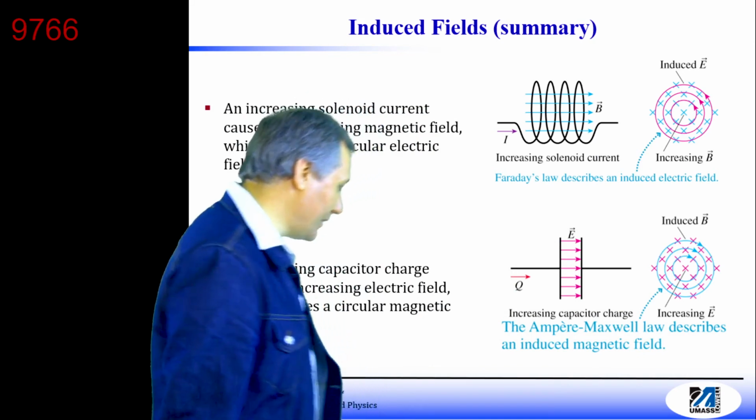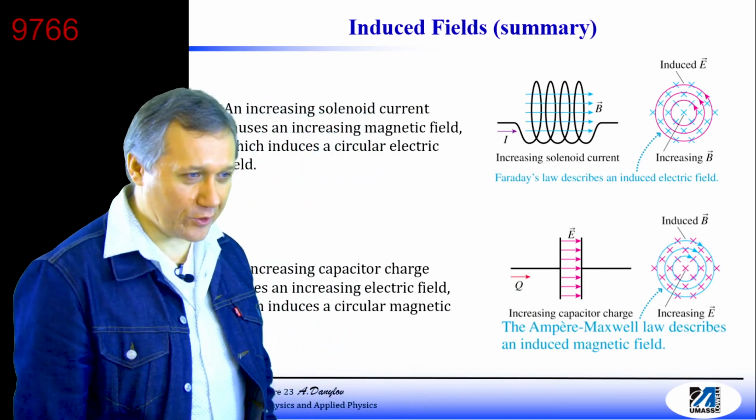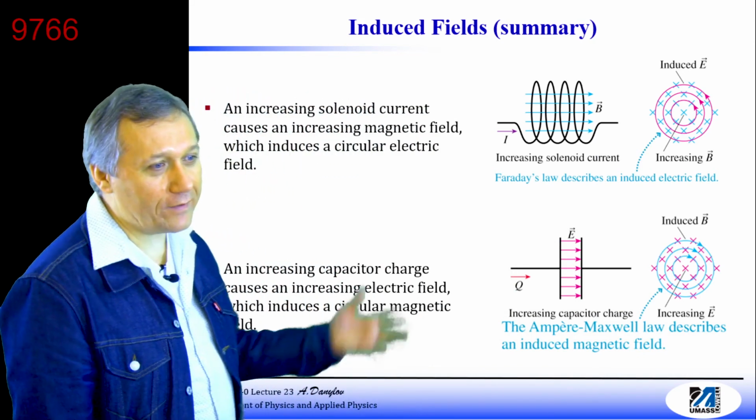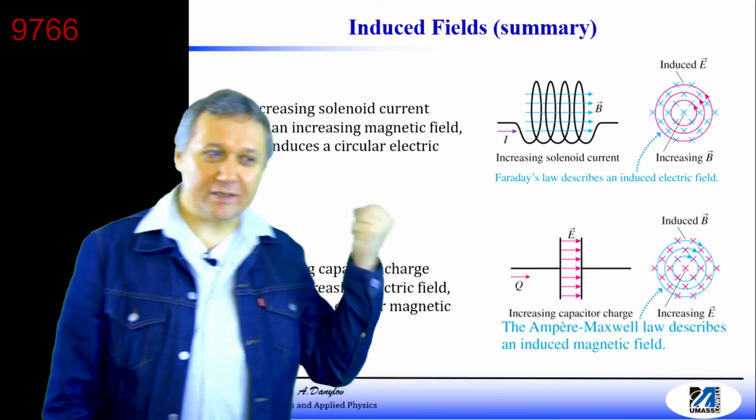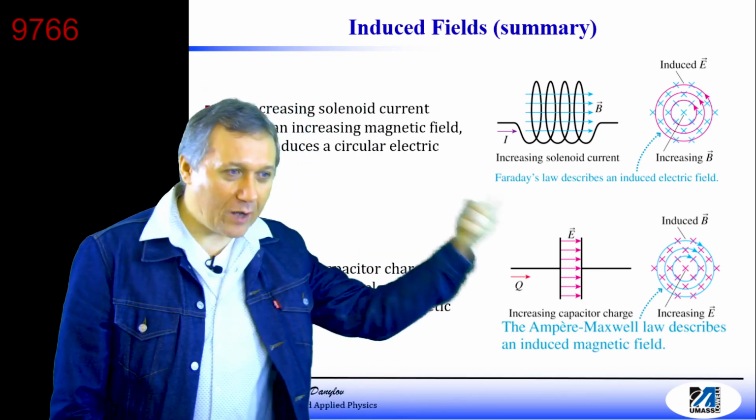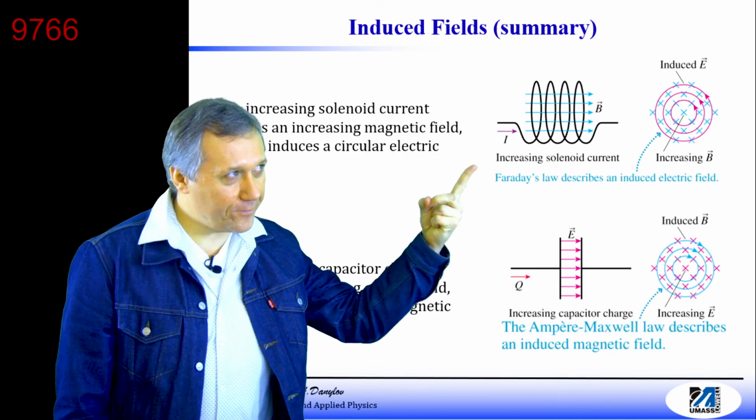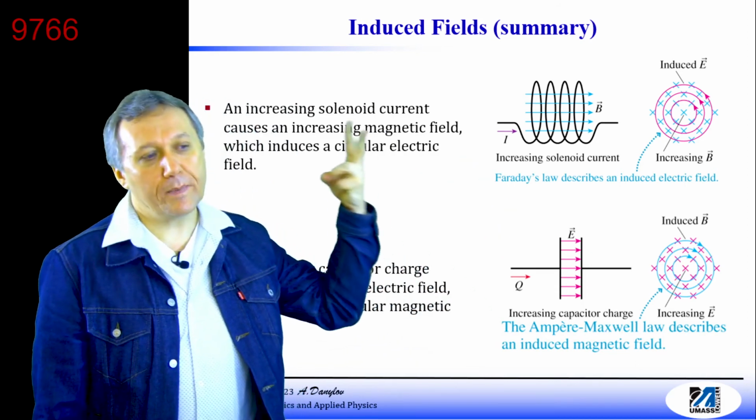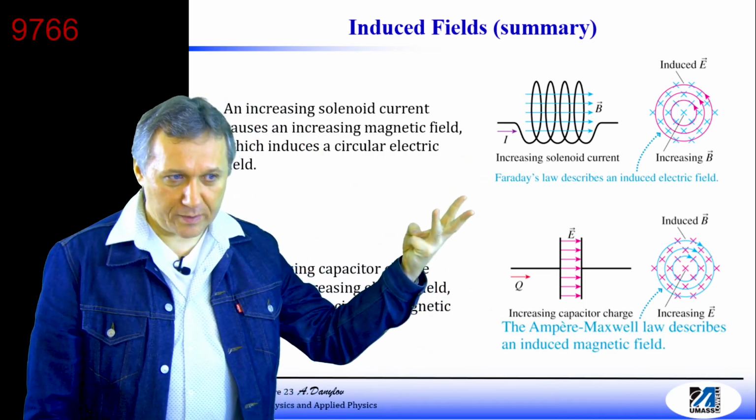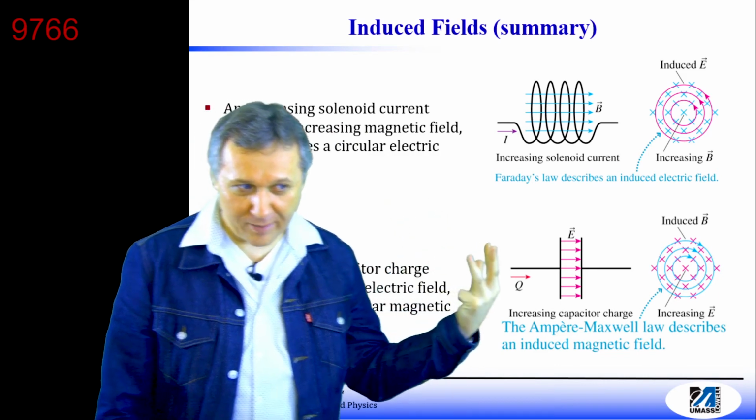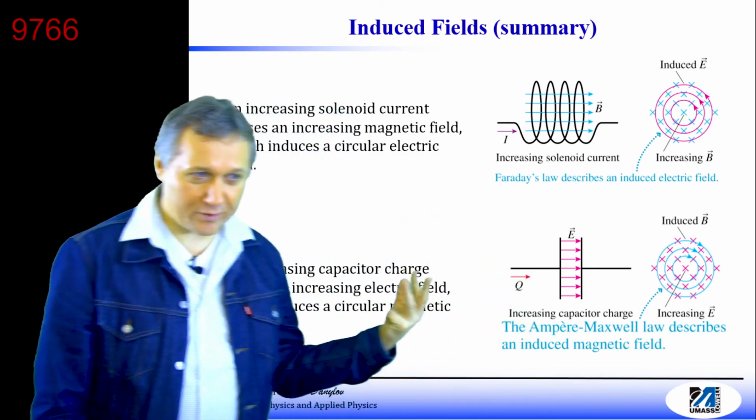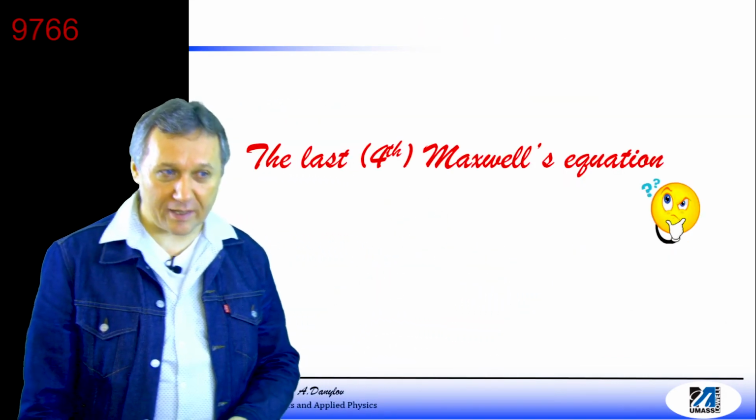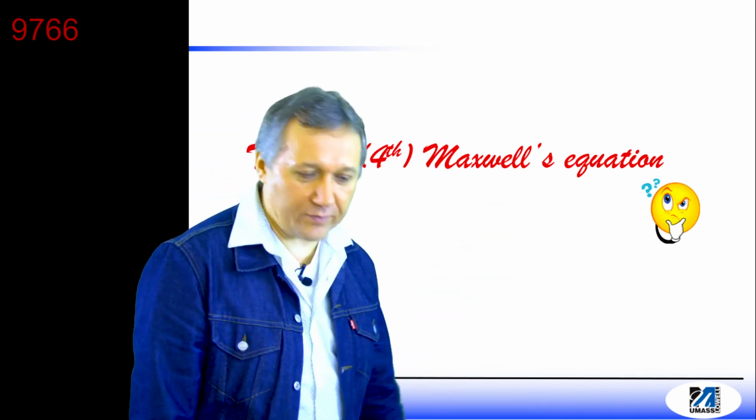Okay, so now the last equation. We have three equations in the set of Maxwell's equations: Gauss's law, Ampere-Maxwell's law, and Faraday's law. But as you know, there are four Maxwell's equations, right? And now it's time to introduce the last one. The introduction is very short.